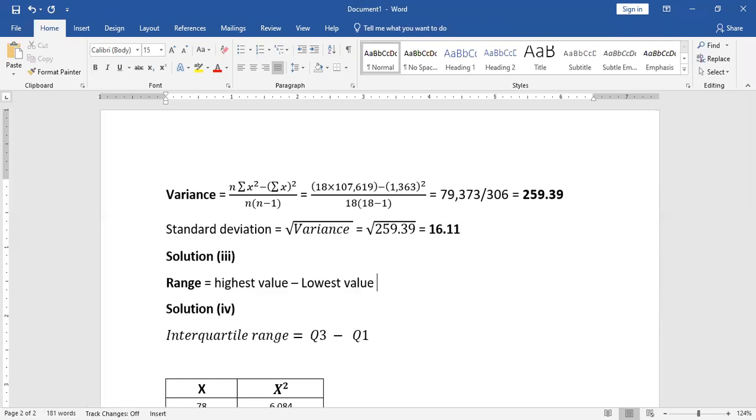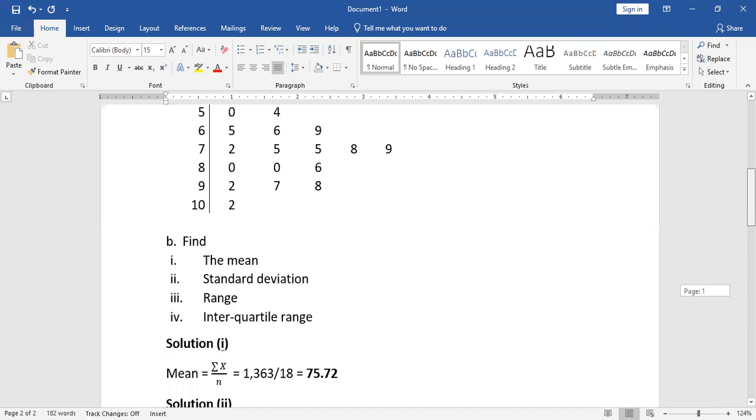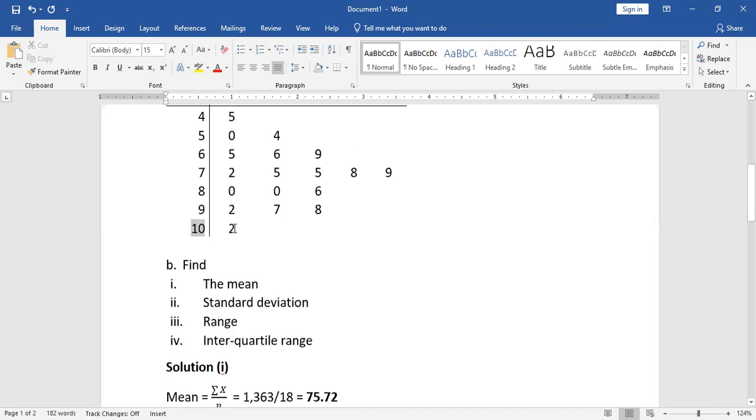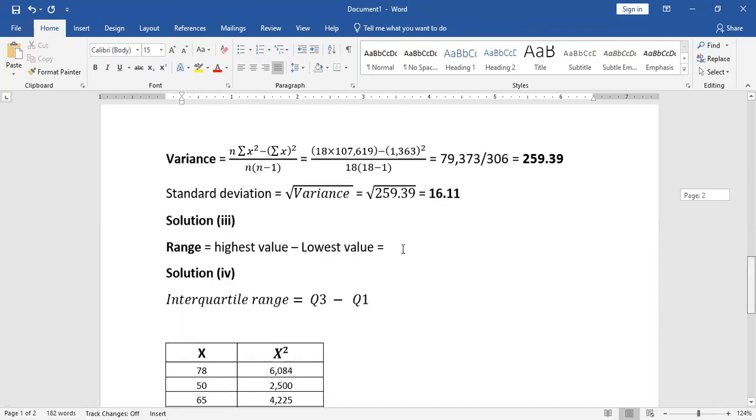And then I have here the range, which is the highest value. The highest value is basically at the bottom of the stem and leaf. The highest value, we say 10 and 2, that gives us 102. So the highest value is 102 and the lowest value is 45. So 102 minus 45 gives me 57 as my range.